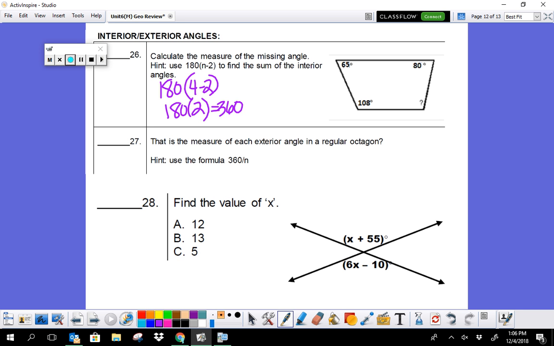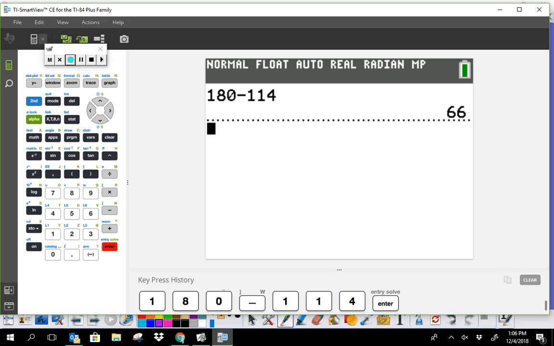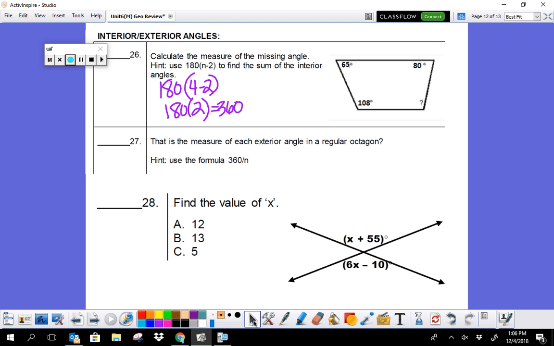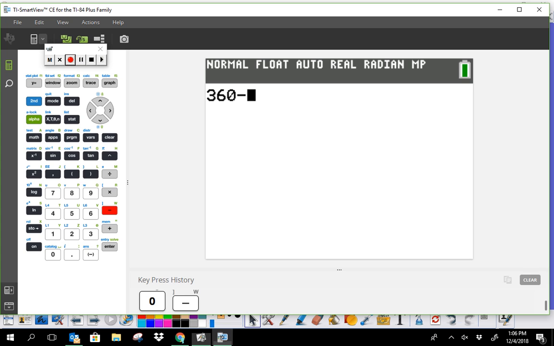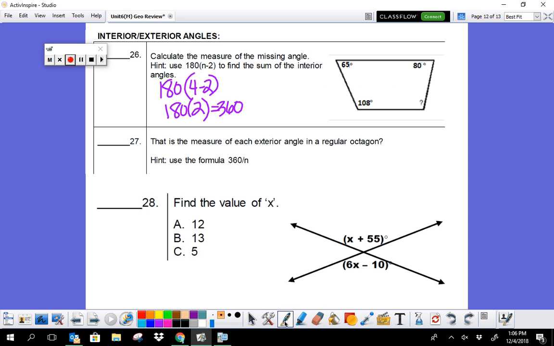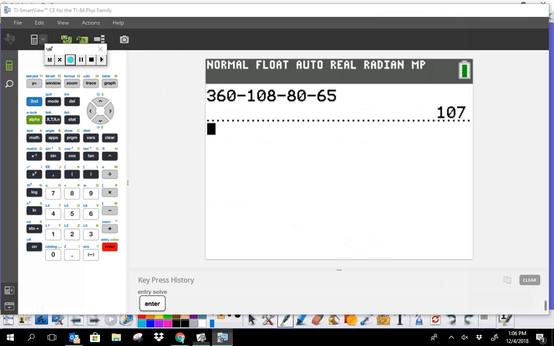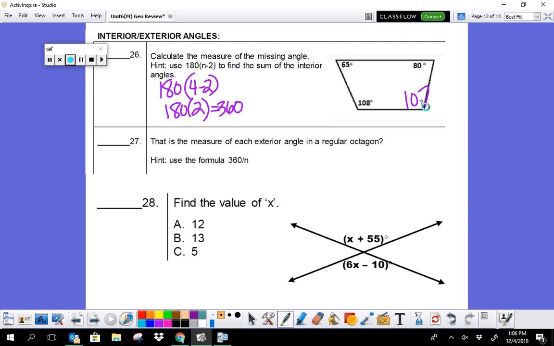Okay, so I just need to subtract those three angles from 360, or add them all up and set them equal to 360. So I'm going to do 360 minus 108, also minus 80, and minus 65, and that leaves me with this missing angle is going to be 107. You can plug that in and add those all up again to make sure you did it right.